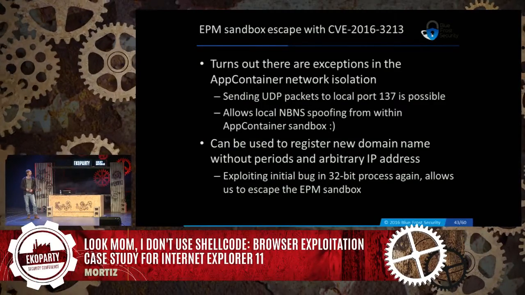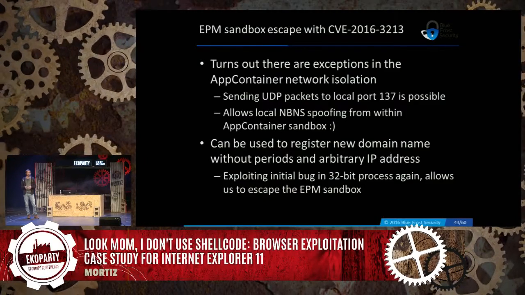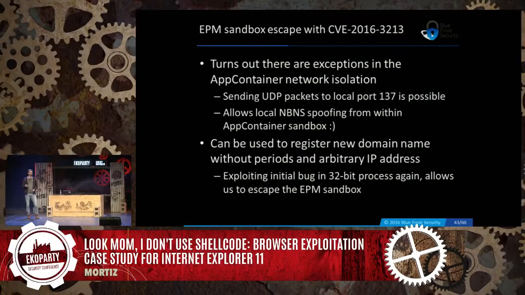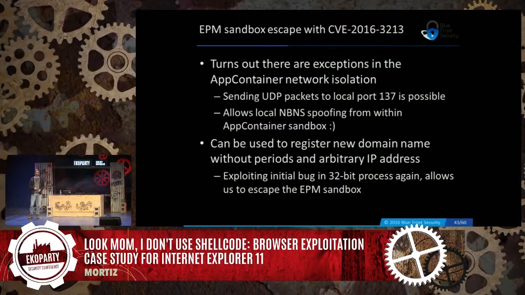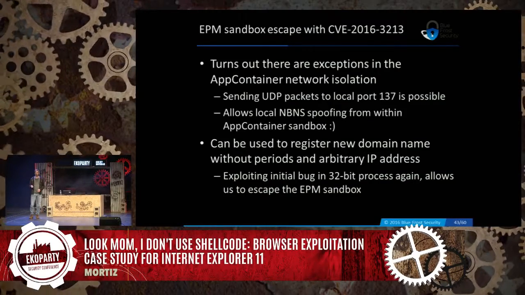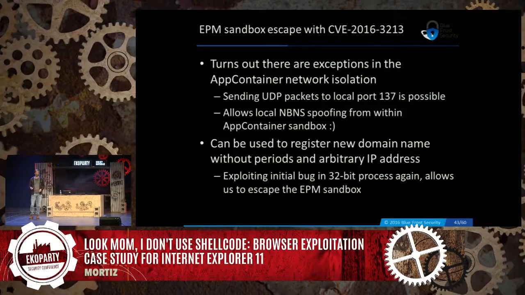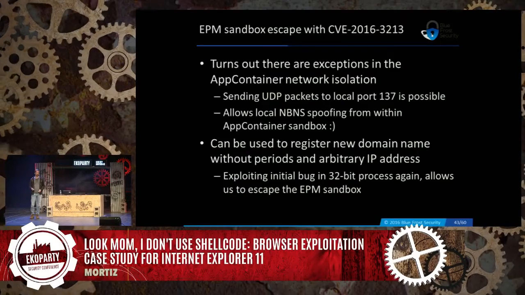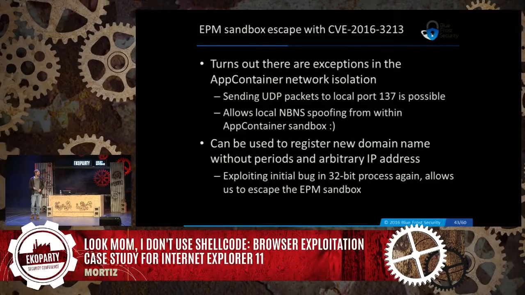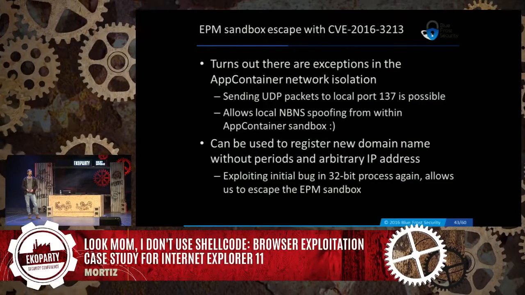So what we did is, once we got code execution, we started doing local NBNS spoofing. We register a new domain name, which doesn't contain any periods. And then we redirect IE to this new domain name. So now it's considered to be part of the local intranet zone, and we just deliver the same exploit, but this time for 32-bit, and exploit it again, and now we have code execution outside of the sandbox.